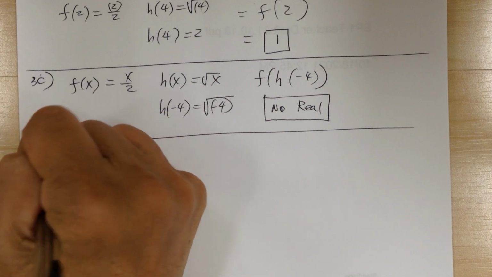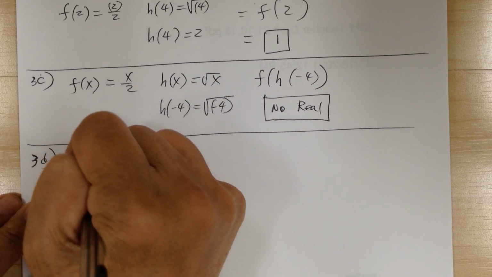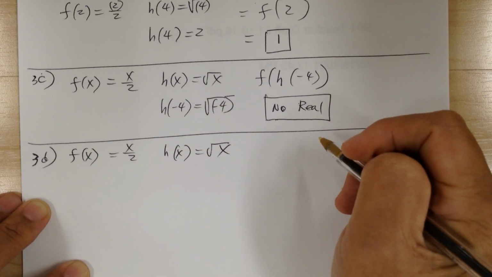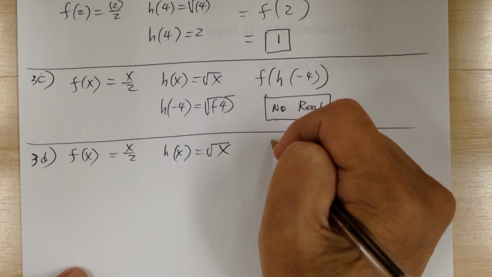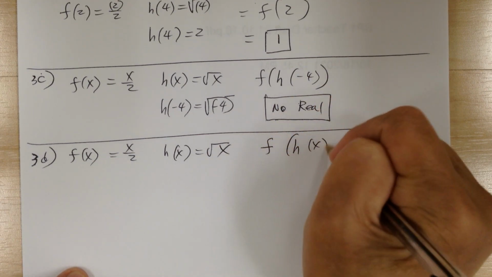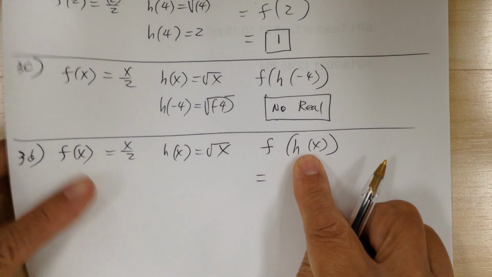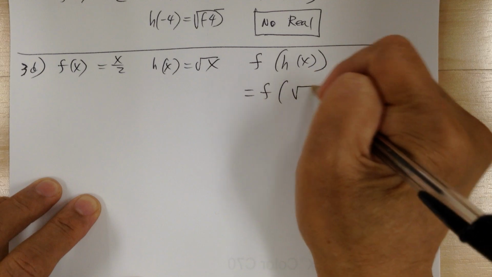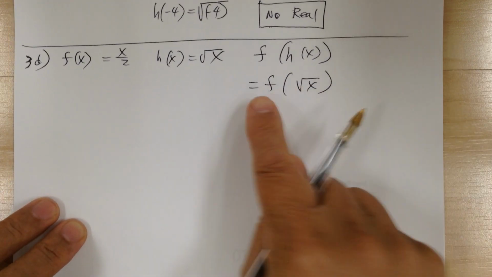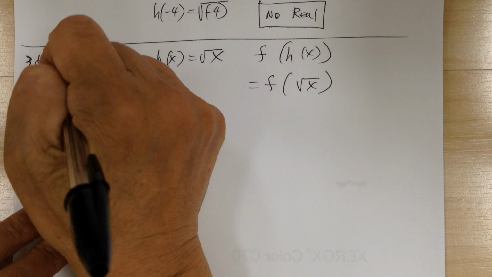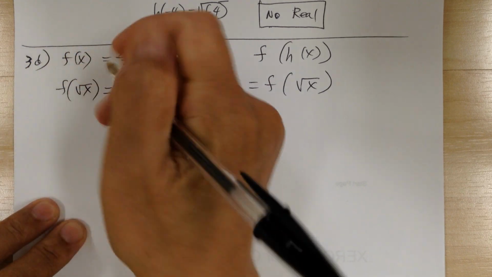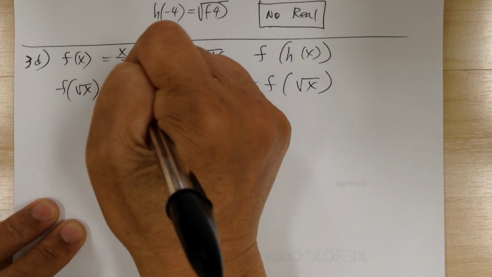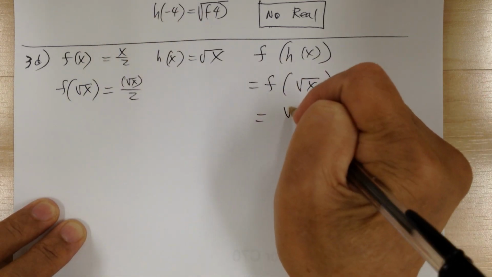Okay, let's go to 3D. So we can get our functions ready. So 3D, you're looking for f of h of x. So over here, h of x, we already got it over here, so this becomes f of square root of x. Then to find f of square root of x, you come over here. So whenever you see x, you're going to make it into square root of x. And so this will equal square root of x over 2.